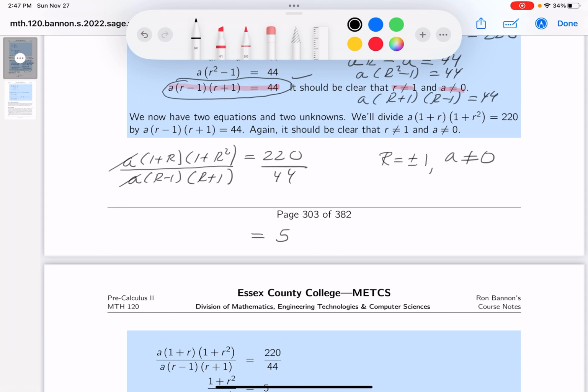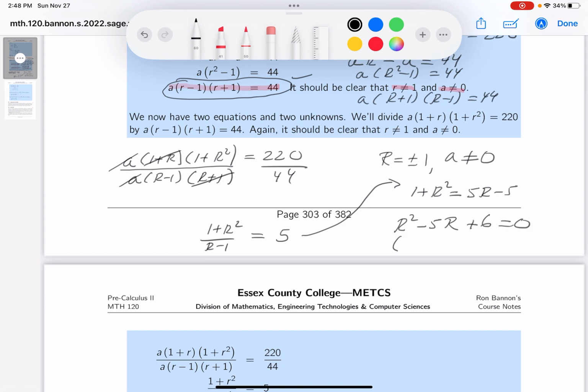Again, A can't be 0. It would not satisfy those equations up there. And what else do I know? I know that 1 plus R is never equal to 0 because R can't be plus or minus 1. So this thing cancels off. What are you left with? 1 plus R squared over R minus 1 equals 5. This looks much easier to deal with. 1 plus R squared is equal to 5R minus 5, quadratic in form now. You get R squared minus 5R plus 6 equals 0.